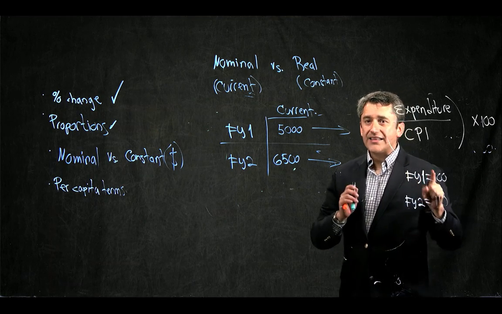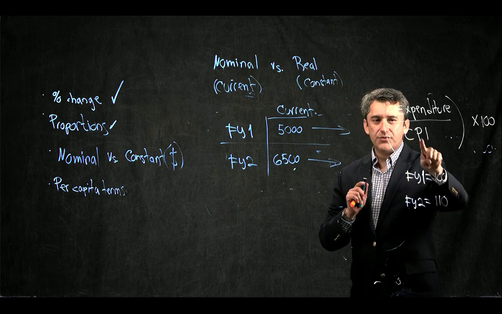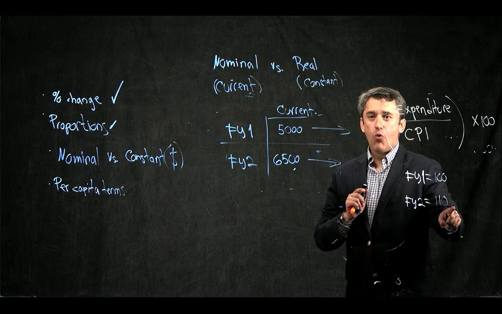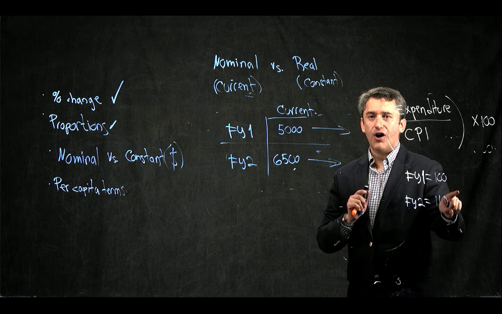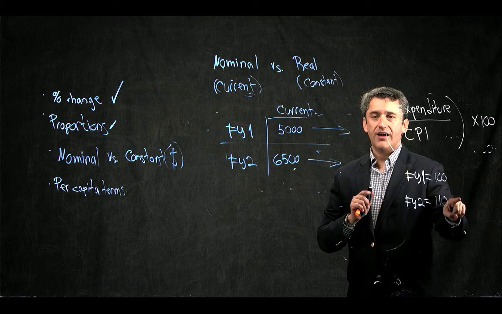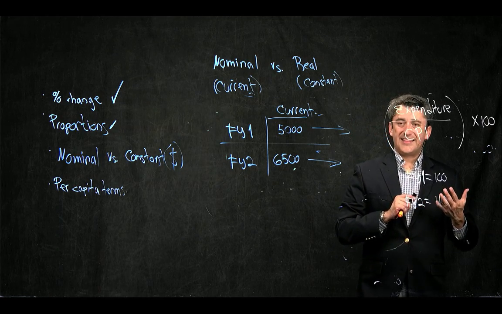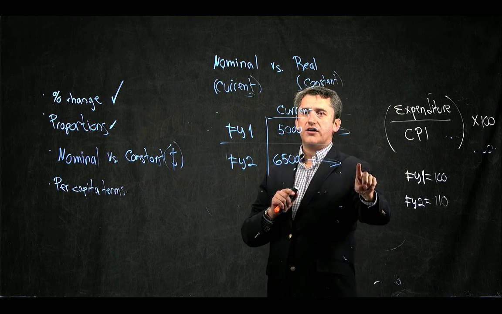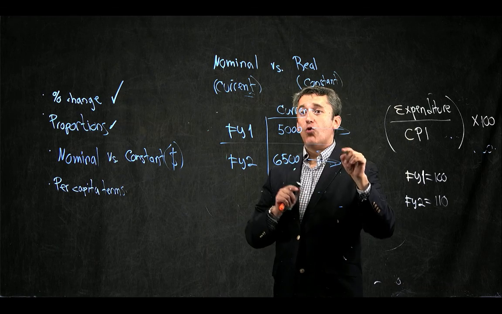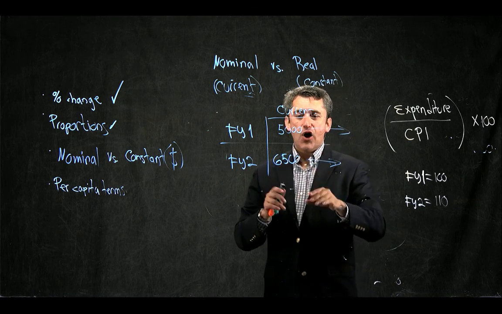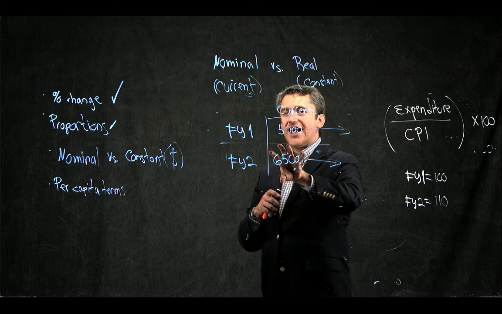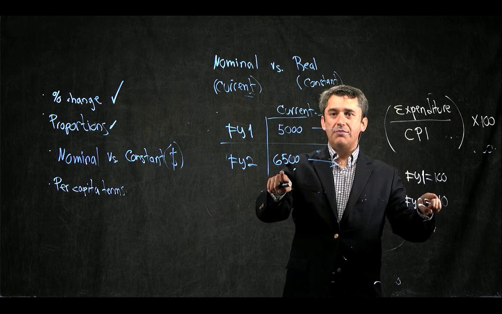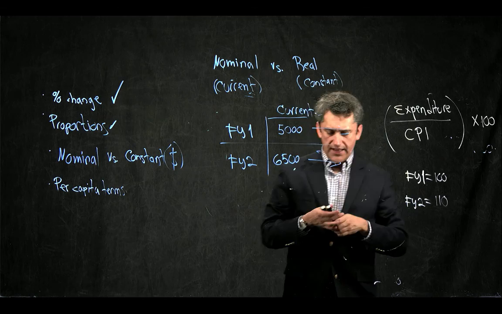And that is going to be a measure of inflation. So in this case, when the consumer price index went from 100 to 110, what we are implying here is that there was an inflation of 10% between fiscal year 1 and fiscal year 2. That means that the value of $6,500 measured in constant dollars will not be the same. So what we want to know is what happens when we represent this line item not in nominal dollars, but in real dollars. That means that we need to take into account this inflation of 10%.